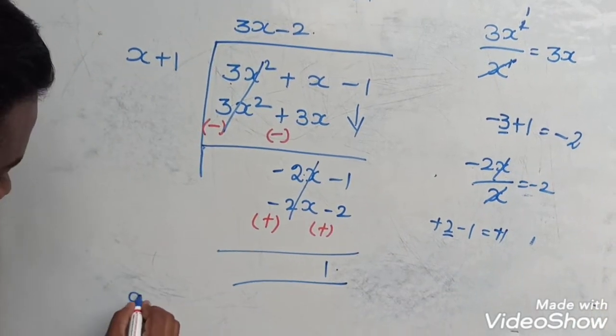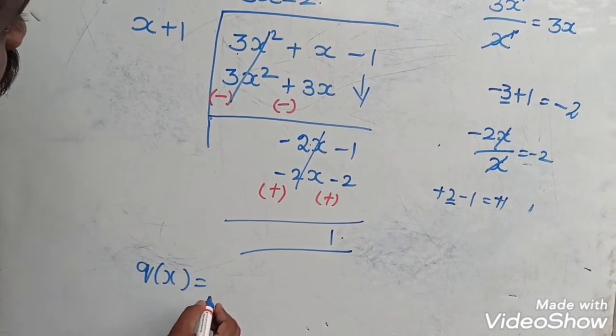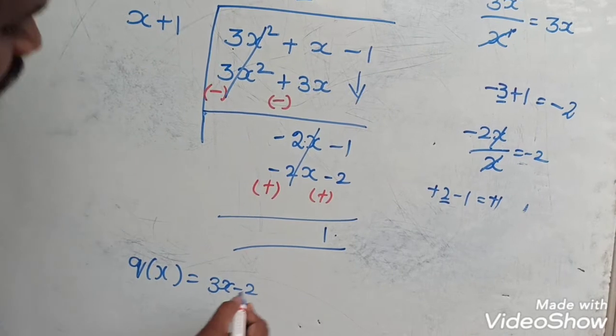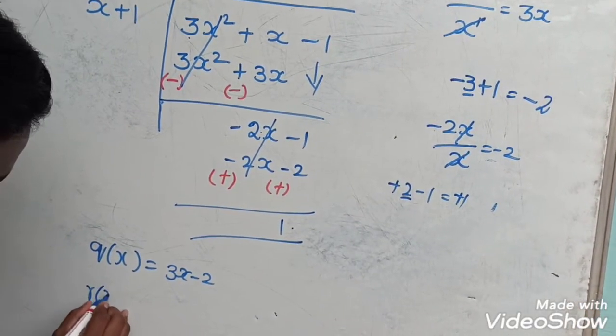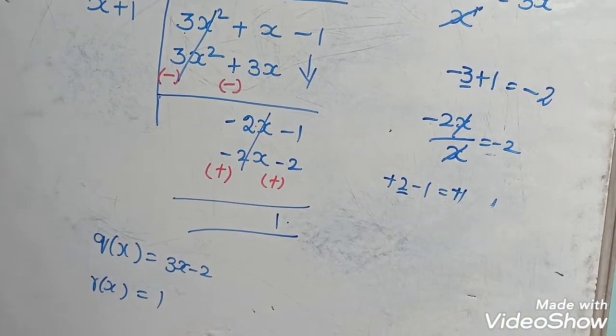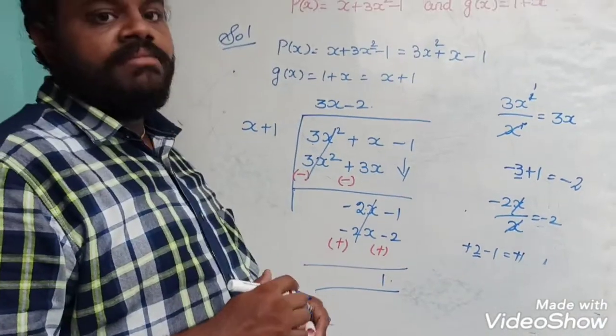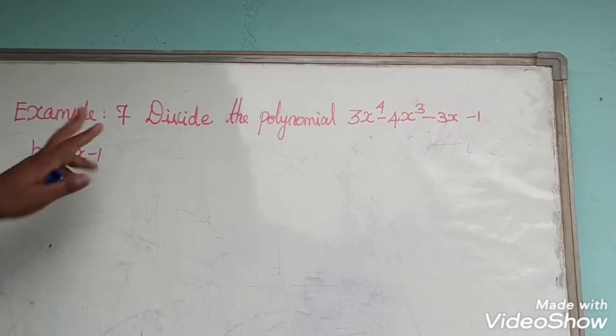So plus 1. So this is the remainder and this is the quotient. So q of x equal to 3x minus 2. And then remainder r of x equal to 1. Next we move on to example number 7.